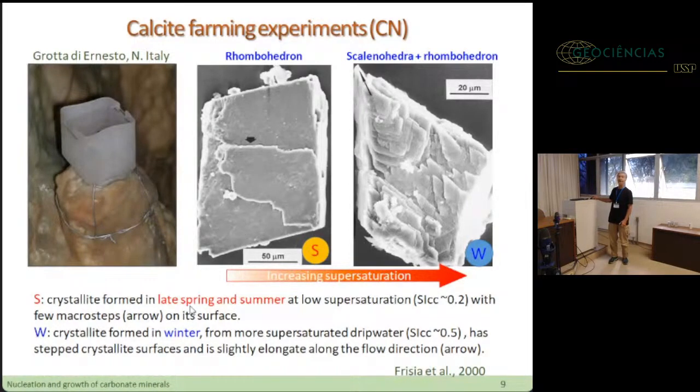During late summer and spring, the water is at low supersaturation, around 0.2, and the product of farming is these very nice rhombohedra with stepped faces and very few defects. On the other hand, during winter, we have more ventilation and more supersaturation, and so we have a combination of rhombohedra and scalenohedra with stepped faces, elongated along the flow direction. So it is a much more dynamic and complex crystal with respect to the rhombohedra.